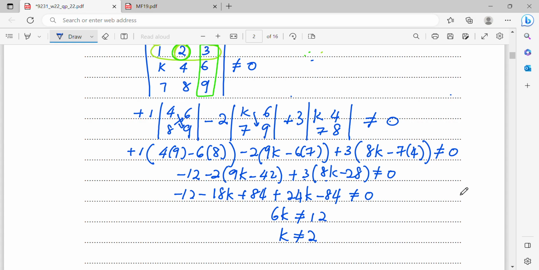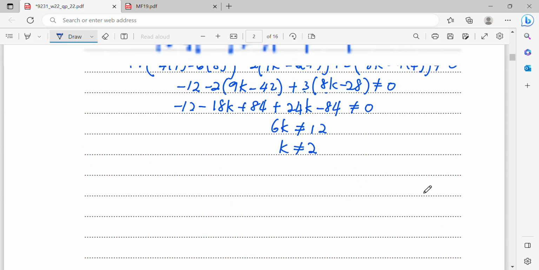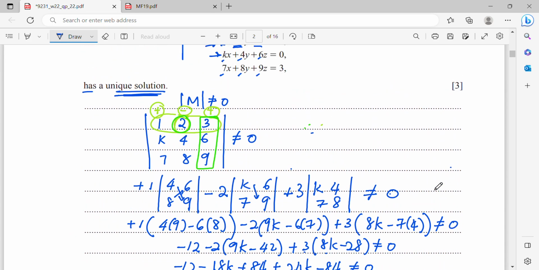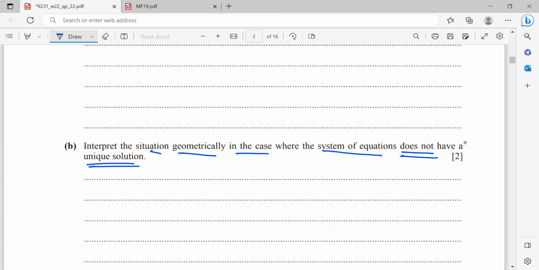So now let's move on to 1b. Interpret the situation geometrically in the case where the system of equations does not have a unique solution. If it has a unique solution, that means the k value will not be equal to 2, so we can accept any k except 2. So now, in part B, it does not have a unique solution, which means when k equals 2, the system of equations does not have the unique solution.